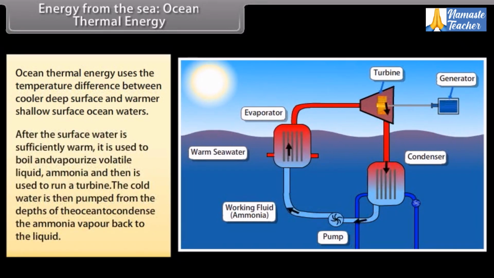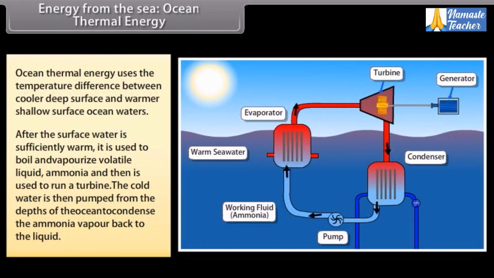After the surface water is sufficiently warm, it is used to boil volatile liquid ammonia. The vapors of ammonia are then used to run a turbine. The cold water is then pumped from the depths of the ocean and is used to condense the ammonia vapor back to the liquid.